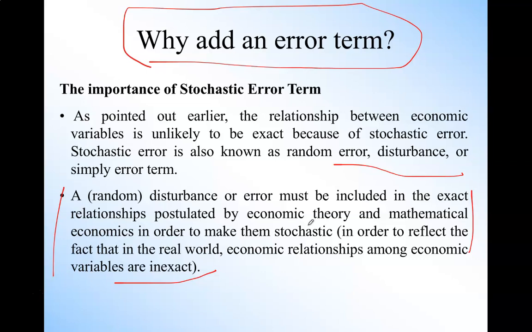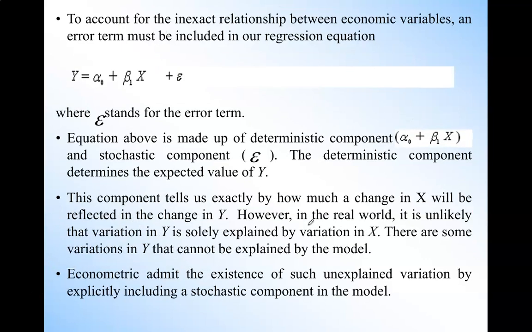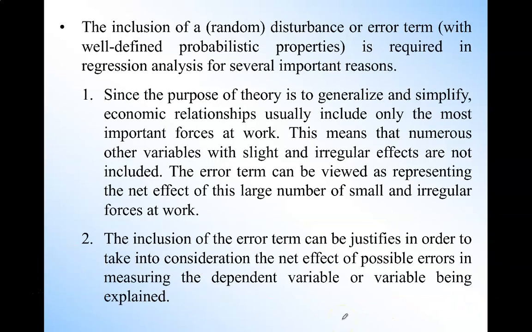Or if you're in sales, I always quote sales. You do a forecast for next year's sales, a forecast and an estimate, not the real value. All right. So to account for the inexact relationship, we include this error term. Econometrics also admits the existence of such unexplained variation but explicitly includes the stochastic component in the model. So that's why the inclusion, because the economic relationship itself is inexact. These are a few reasons behind it.